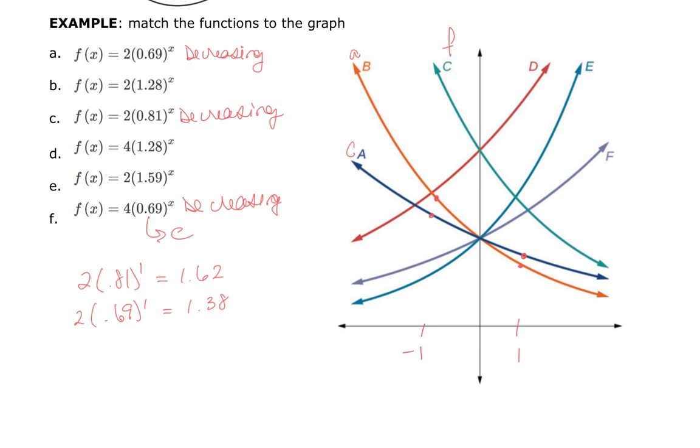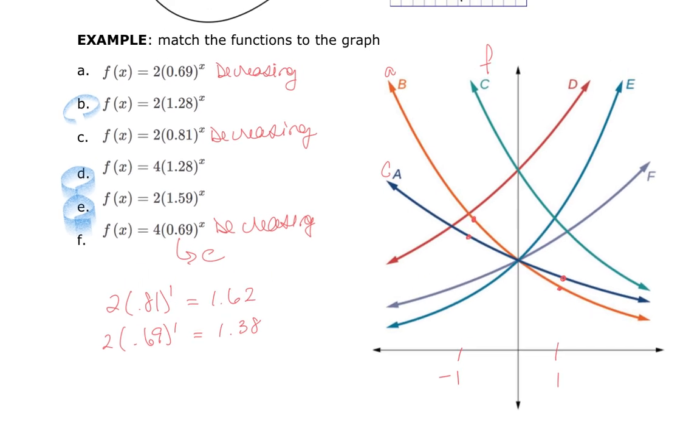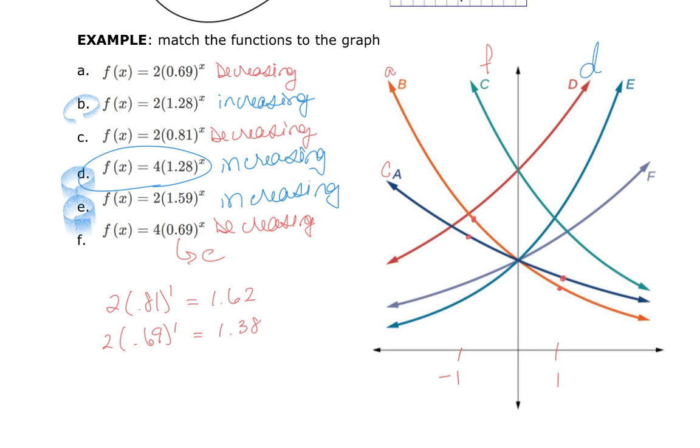Now, we've talked about the ones whose bases are between 0 and 1. Let's talk about these whose bases are actually bigger than 1. Okay, so these three, we know, are all increasing. This one, this one, this one, and this one. This is the only one that has a 4 as a multiplier. So that has to be this one. This has to be D. D has to be D. It's the only one that is going through approximately 4.